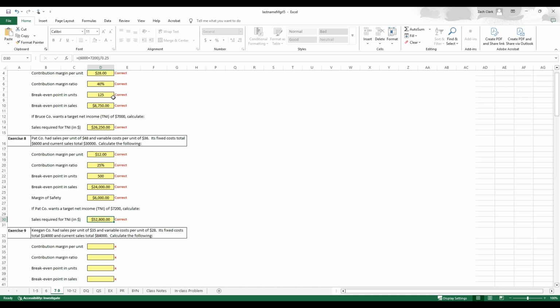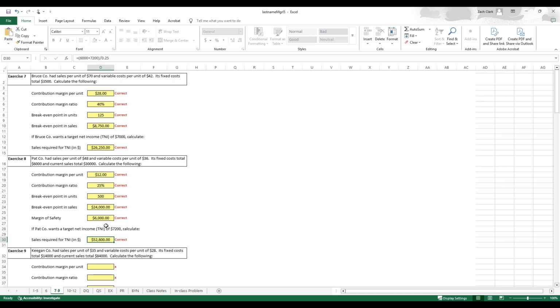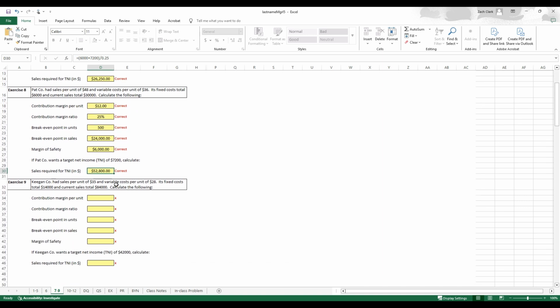You can really see how much of a difference it makes when you have a good margin. That really drives a pretty big difference in the amount of sales required to make net income. So lower margin, you need more in sales.